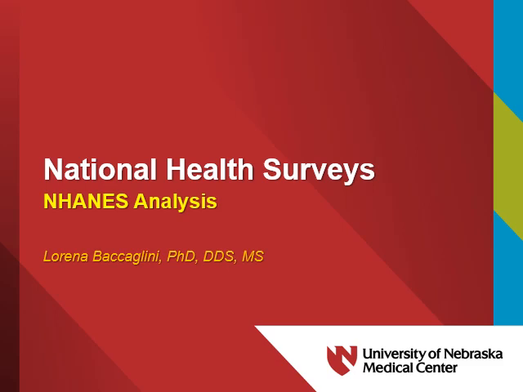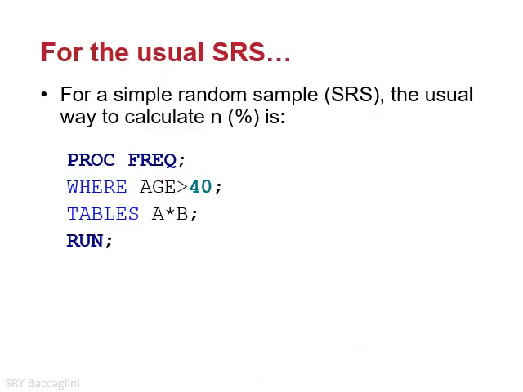Now let's take a look at the unique features of the enhanced analysis. For a simple random sample, the SRS, usually let's say you want to calculate the counts and percentages. You could use proc freq. You could add a where statement, age greater than 40. That would be if you only wanted individuals that are over 40 years old. And then you would enter the table statement with the two variables that you want to compare.